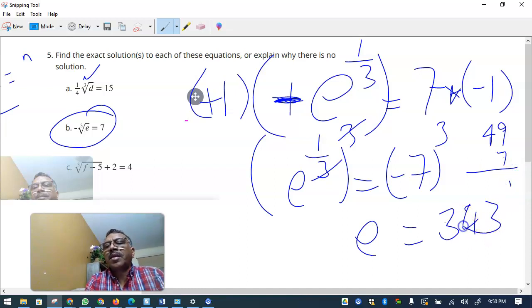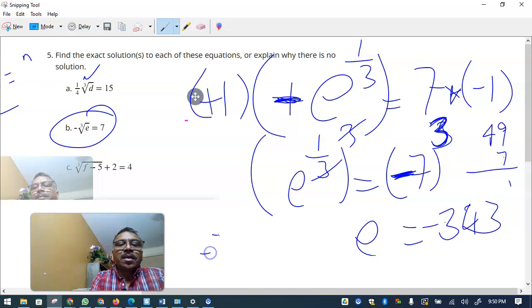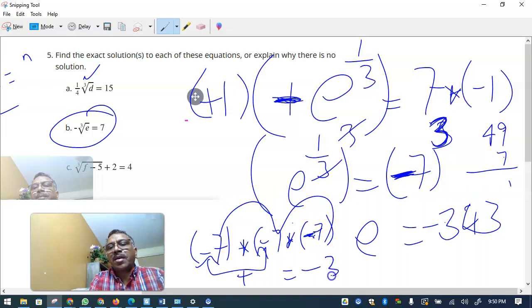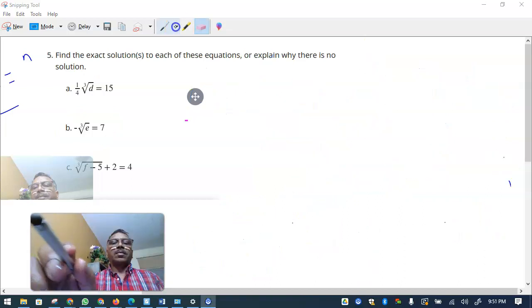You can always check, but there's a minus. Remember, there's a minus sign, and there's an odd exponent. Whenever there's an odd exponent, this minus stays. It's because you have -7 times -7 times -7, and you see that two of the -7s will be positive, but still one of the negatives will stay, and 7 times 7 times 7 is 343.